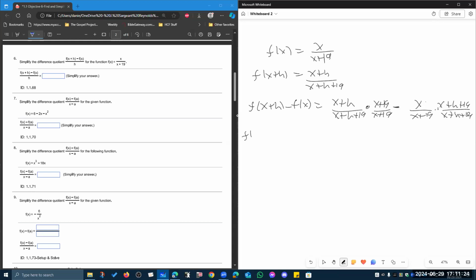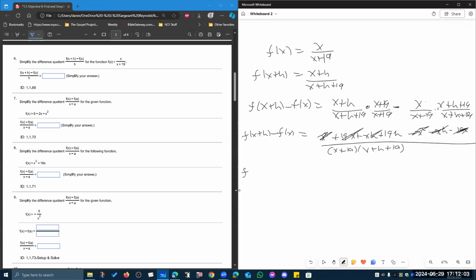That's f of x plus h minus f of x is equal to x squared plus 19x plus xh plus 19h minus x squared minus xh minus 19x, all over x plus 19 times x plus h plus 19. X squared minus x squared is 0. Xh minus xh is 0. 19x minus 19x is 0.